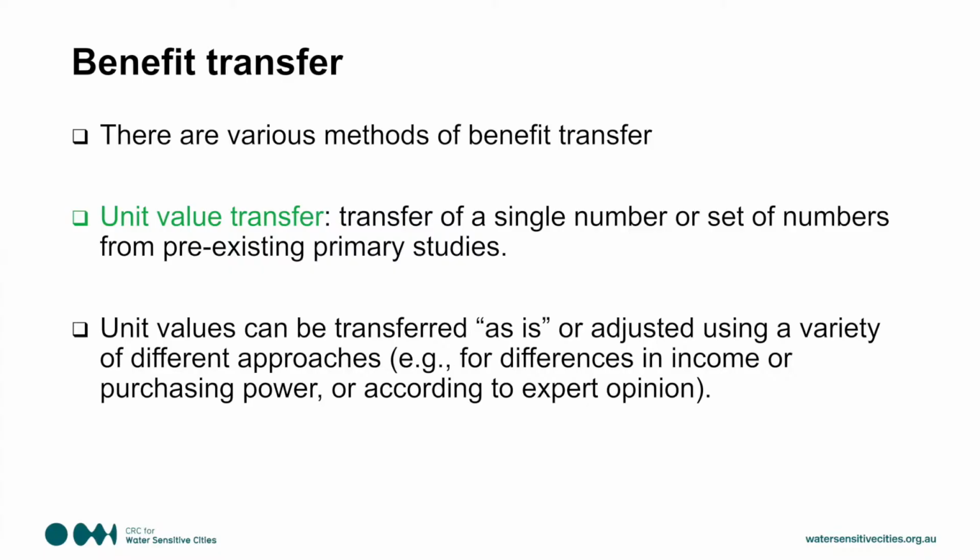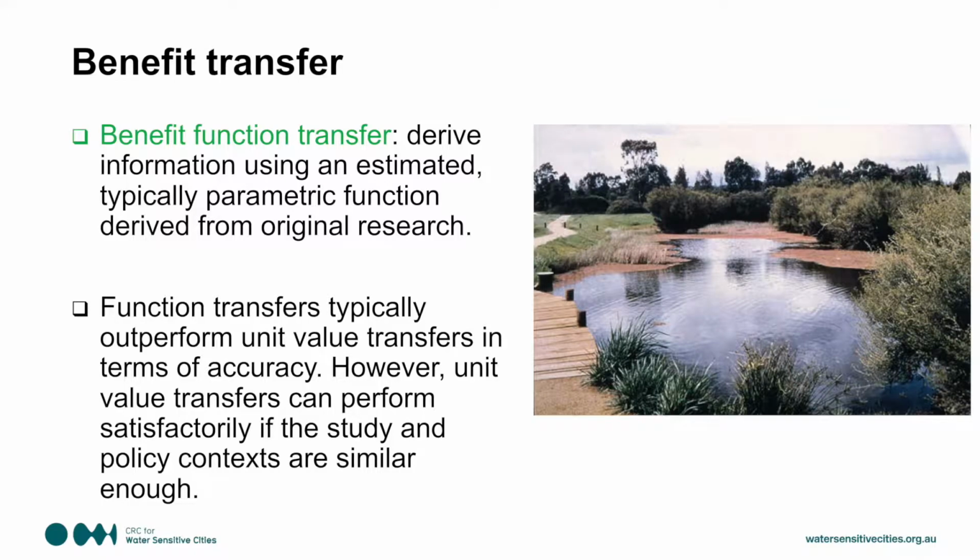We can use it as it is if the original study and the site that we are talking about have very similar characteristics. Often that's not the case. We have to adjust to some extent, maybe based on income, purchasing power, or differences in socio-demographic conditions. I'll show you an example of how we can adjust unit values. Then the second type of benefit transfer is called benefit function transfer.